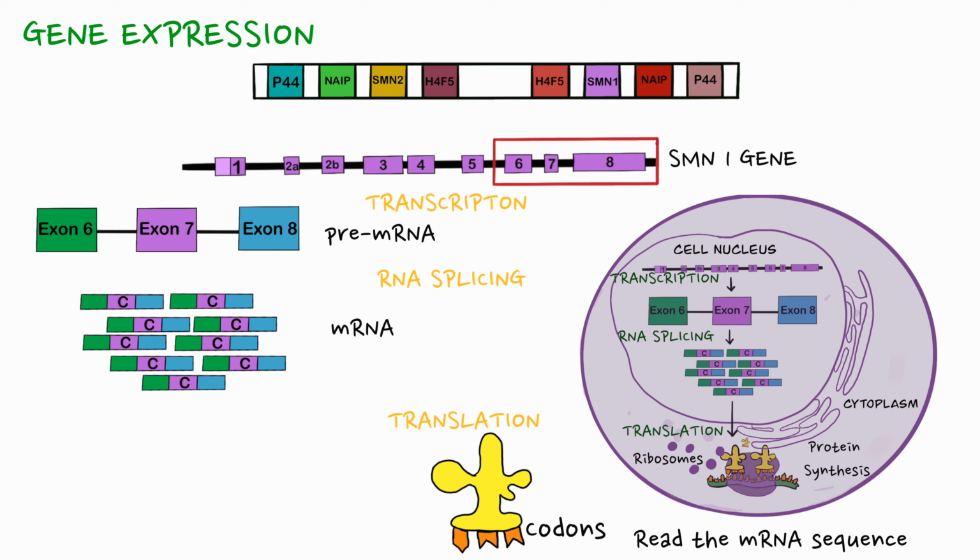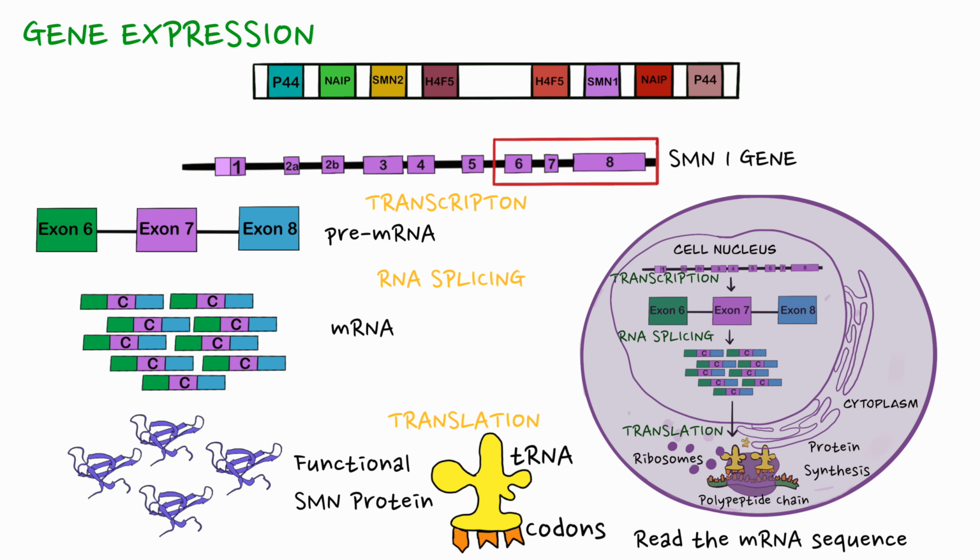Transfer RNA, also known as tRNA molecules, brings the appropriate amino acids to the ribosome in a sequence determined by the mRNA codons. The ribosome catalyzes the formation of chemical bonds between amino acids, ultimately creating a chain of amino acids known as a polypeptide chain. The polypeptide chain folds into its functional protein shape.